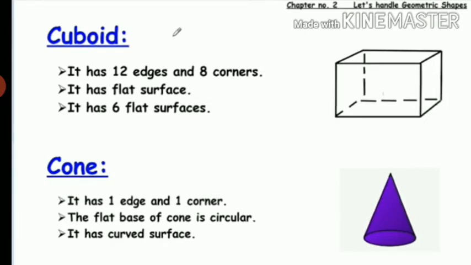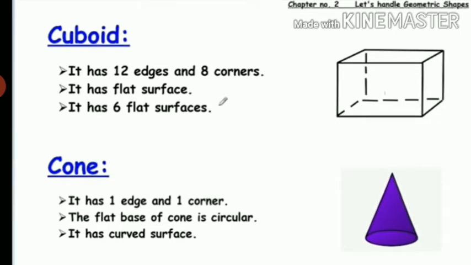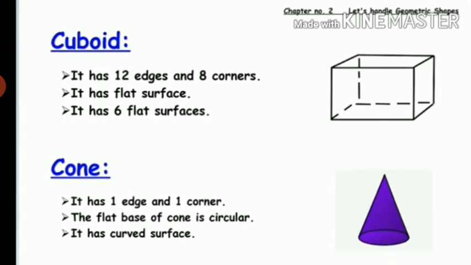Now it has flat surfaces. How many are there? Let's see. 1, 2, 3, 4, 5 and 6. So it has 6 flat surfaces. Now, a cuboid has 12 edges, 8 corners and 6 flat surfaces.